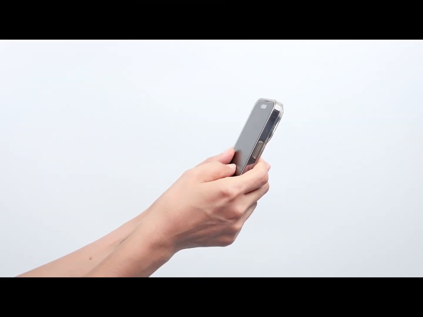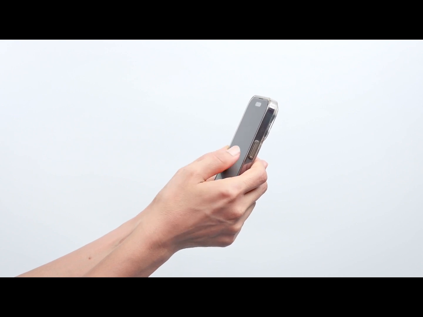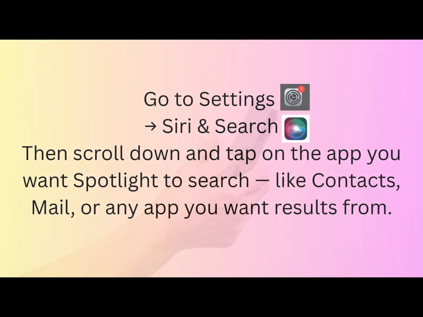Here's the important part. Spotlight won't work well unless a few things are turned on. So let's check them. Okay, first we go to Settings. Then go to Siri and Search. Then scroll down and tap on the app you want Spotlight to search, like Contacts, Mail, or any other app you want results from.